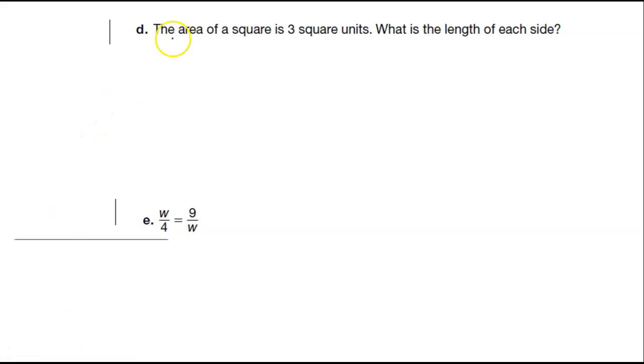So, anywho. The area of a square is 3 units. So, area is equal to 3. Oh, my dog is barking. What is the length of each side? So, if this is a square, right? Hold on. All right, so I know that this is going to be side and this is side.